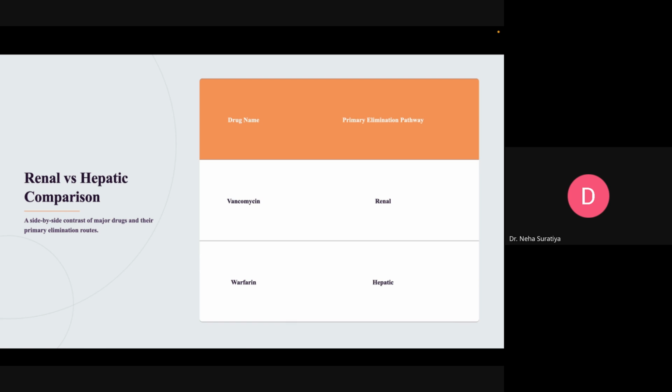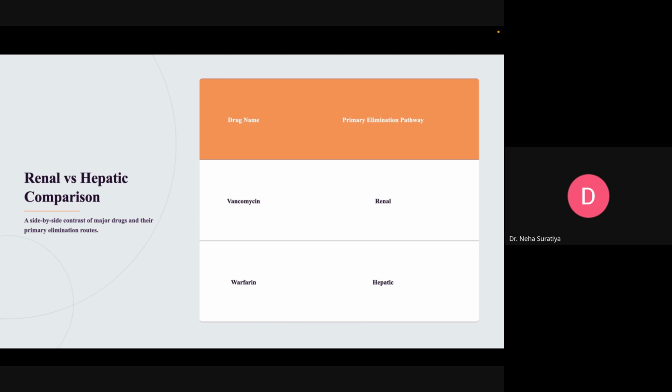Now I have a renal versus hepatic comparison for you. Hepatic impairment doesn't have multiple parameters; Child-Pugh is the only thing we are focusing on, and based on that we need to do dose reduction and interval setting. So this slide gives you an idea about organ-based decisions, guys, and the logic also. For example, vancomycin's primary elimination pathway is renal, and for a drug like warfarin, hepatic metabolism is the primary elimination pathway.